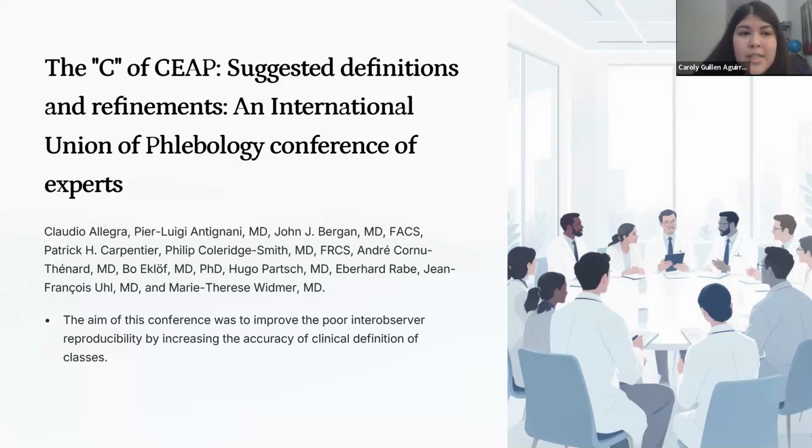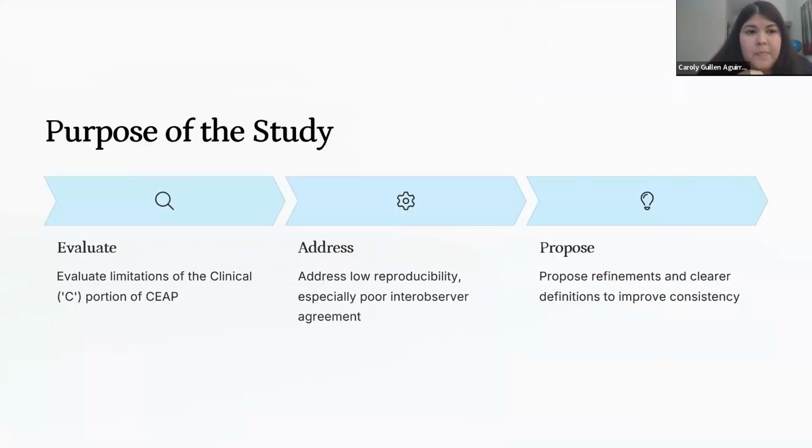So the CEAP article, the aim of this article or this conference was to improve the poor inter-observer reproducibility by increasing the accuracy of clinical definition of cases, of classes, sorry. And then the purpose of the study was to evaluate limitation of the clinical C portion of CEAP to address the low reproducibility, especially for poor inter-observer reproducibility, and to propose refinements and clearer definitions to improve consistency.